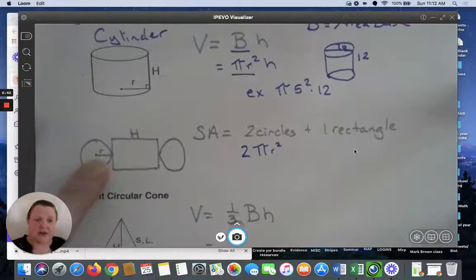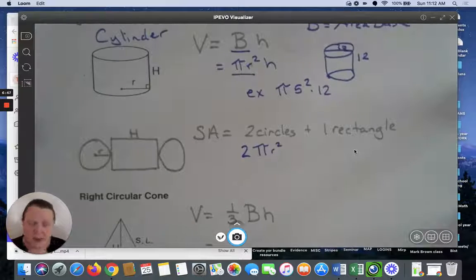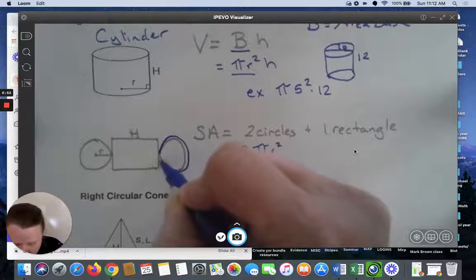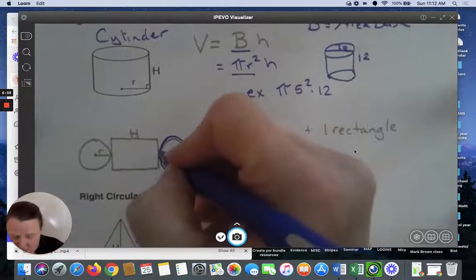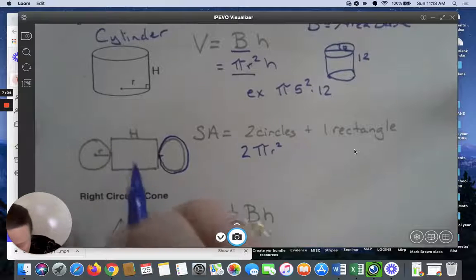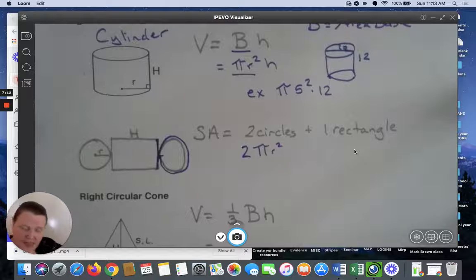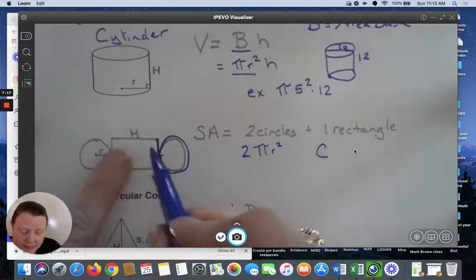And they've given me the radius in this case. In our case, it would have been 5. But what we're going to think about is this piece right here going around the circle. If you were to wrap it around, let's say a pop can, this piece right here is the circumference, and that is where this piece right here comes. So it's going to wrap all the way around, and that's going to be the circumference. So again, this would be the circumference formula times the height.